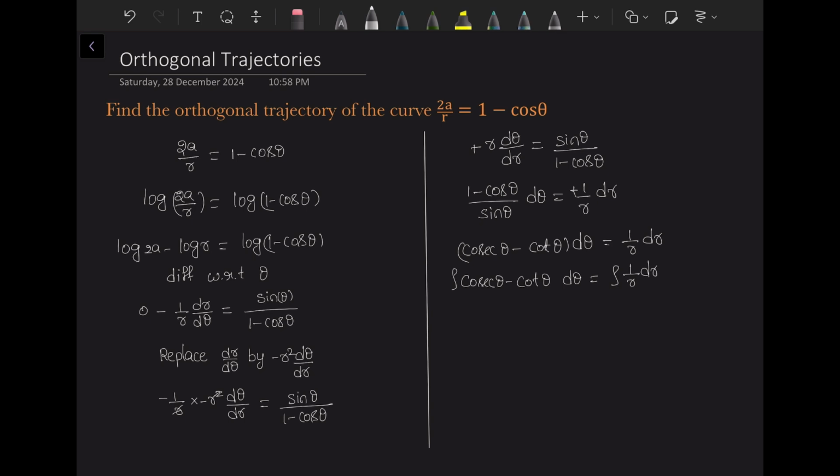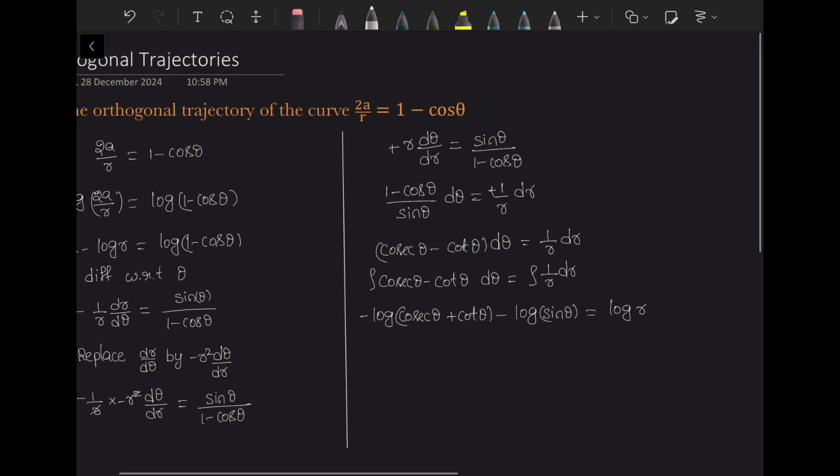So integration of cosec θ is -log(cosec θ + cot θ), minus integration of cot θ, which is log of sin θ, is equal to log r. This I can rewrite as plus log c, where log c is the integrating constant.